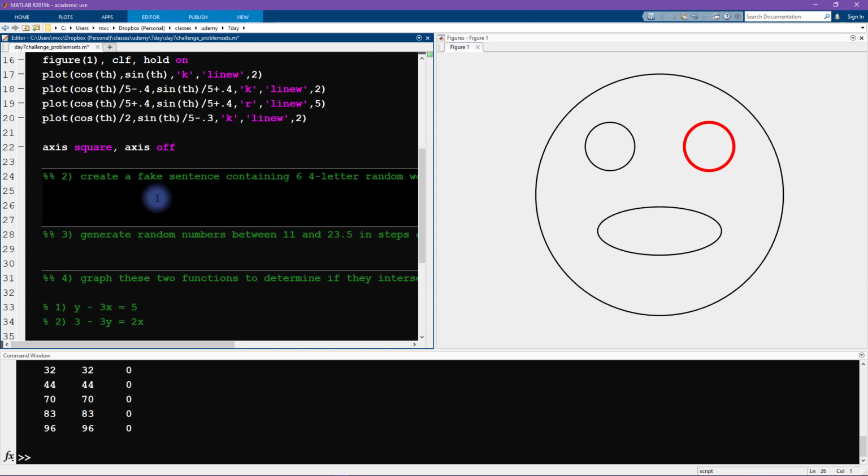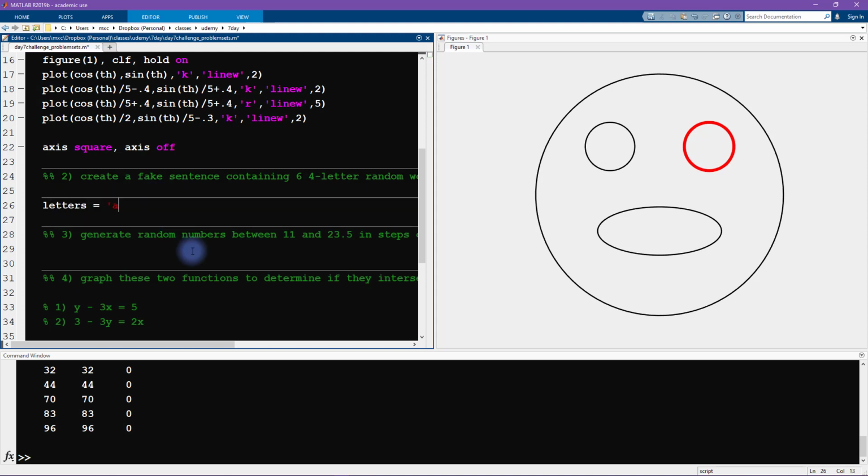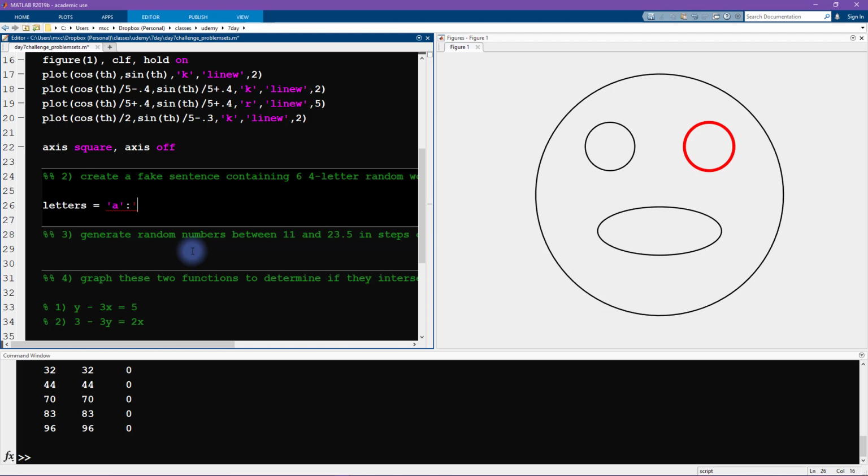Now, to generate all of the letters, what you can do is something like A, B, C, D, E, F, G, and so on. But it turns out that in MATLAB, there's a bit of a shortcut. You can say string A through string Z, like this. And that is going to give you all of the letters, just like this.